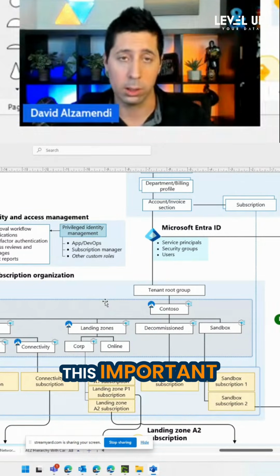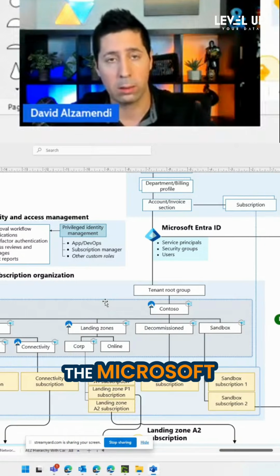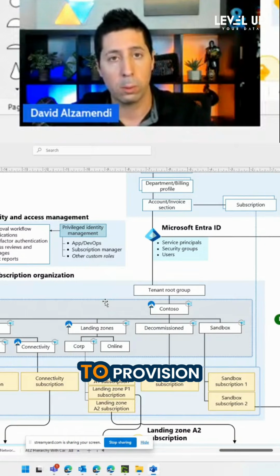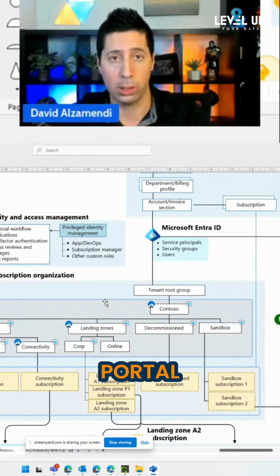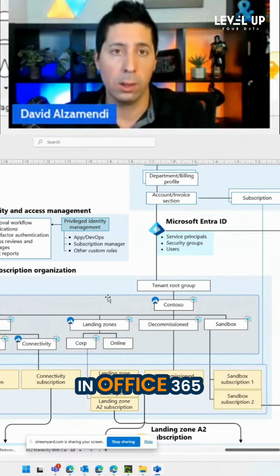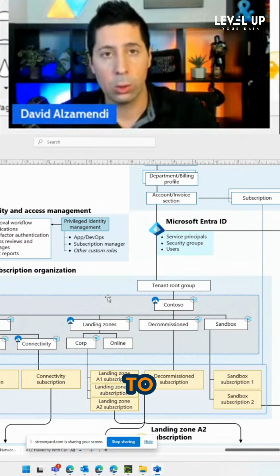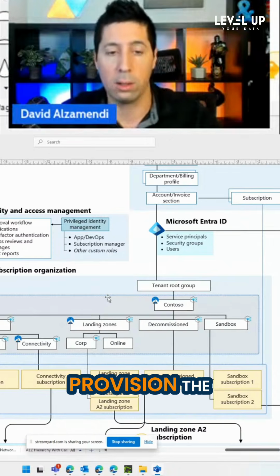And why is this important? Because when you provision the Microsoft Fabric capacity, you're going to provision it in the Azure portal. It's not going to be provisioned in Office 365. You will have to go to the Azure portal and provision the service in there.